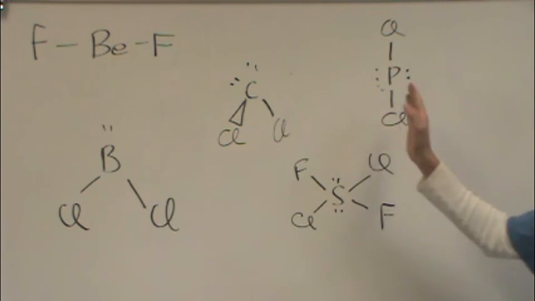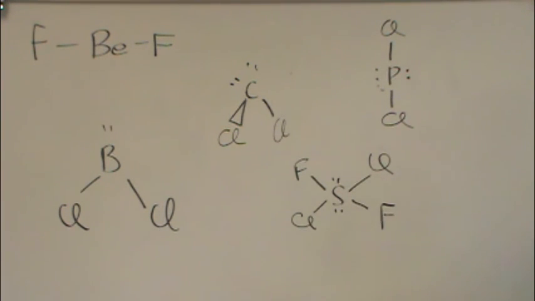Again, I'm making all these structures up just for illustrative purposes, putting the lone pairs where probably the Lewis structure wouldn't allow it to go, but I just want to illustrate how the polarity of different molecules would work in different examples.